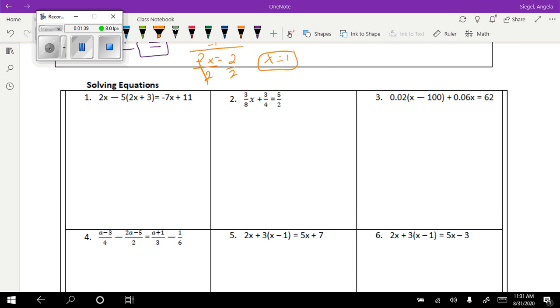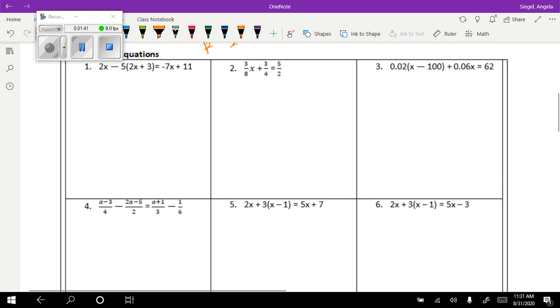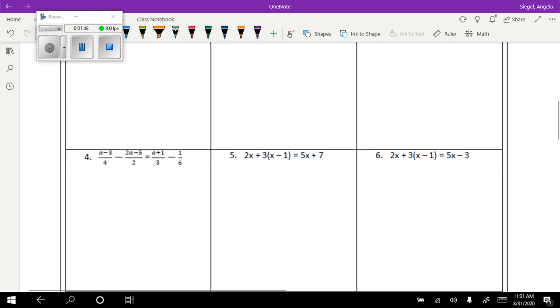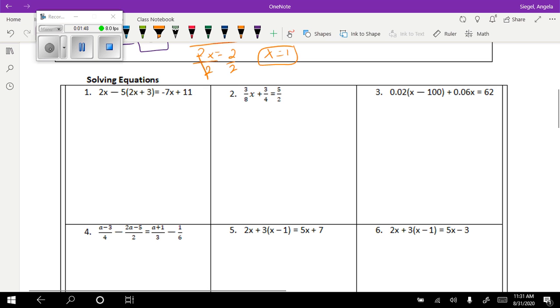So I think the best thing to do is, why don't you take some time and go through these 6 problems and see what you can do and can't do, and then I'll work them out and we'll compare answers.